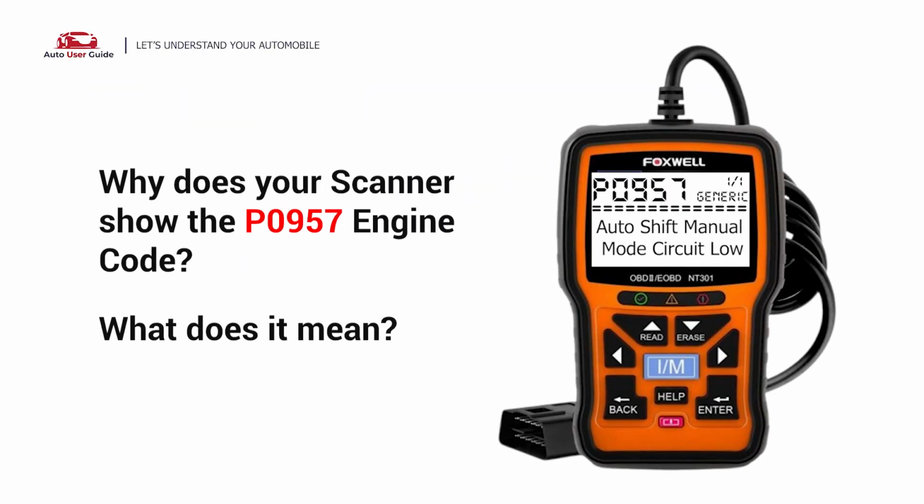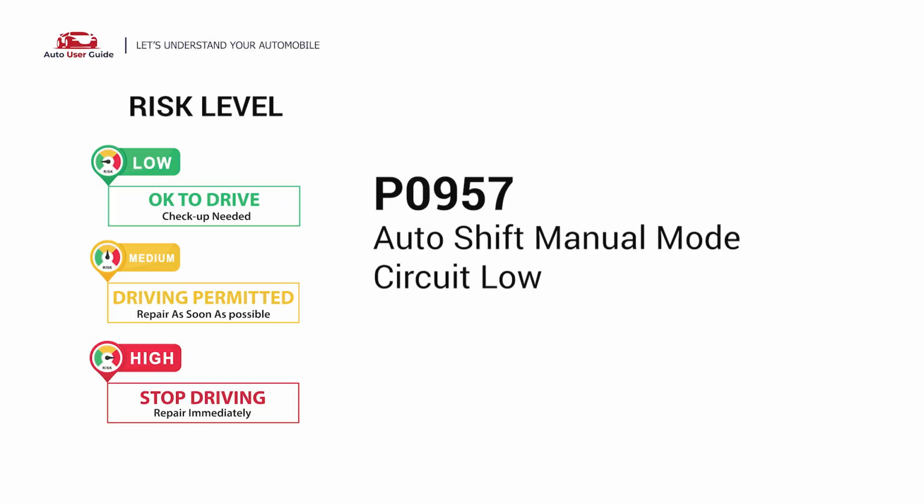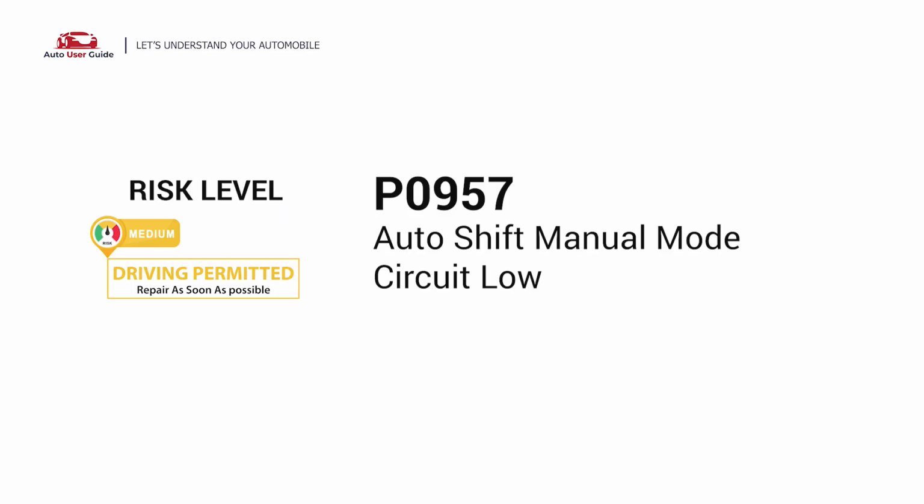Why does your scanner show the P0957 engine code? What does it mean? P0957 is a diagnostic trouble code for auto shift manual mode circuit low.